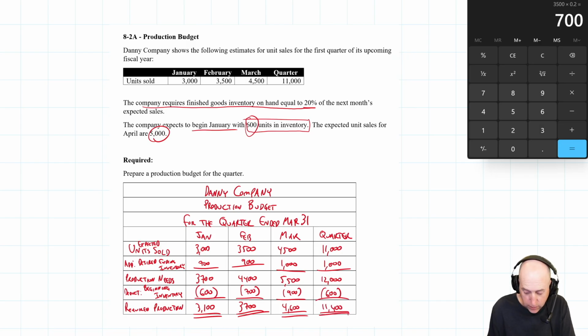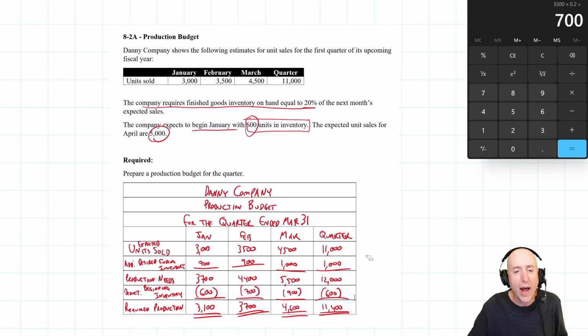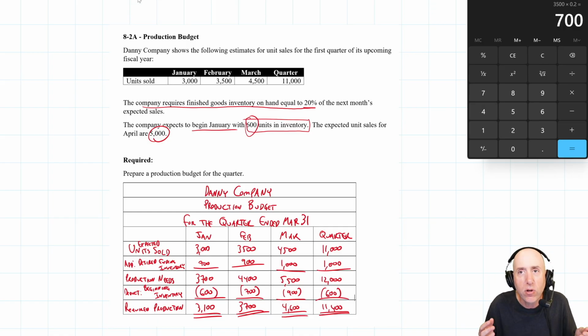It's a funny mistake, but this one and this one are by far the most common mistakes I see as a professor. So that's something to keep your eyes open for. Don't make that common mistake if you're asked to do a production budget. But there you have it. That's our production budget. How useful is that?